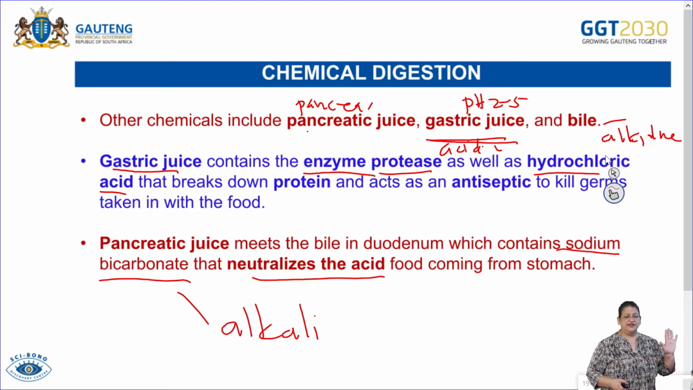So in this slide, it's showing you two juices. Pancreatic juice is alkali, gastric juice is acidic. What gives the gastric juice an acidic medium is hydrochloric acid. What gives your pancreatic juice and your bile an alkali medium? It's your sodium bicarbonate. Why do we need pancreatic juice and bile juice to be poured onto the food that comes from the stomach? So it can neutralize the acid food coming from the stomach.